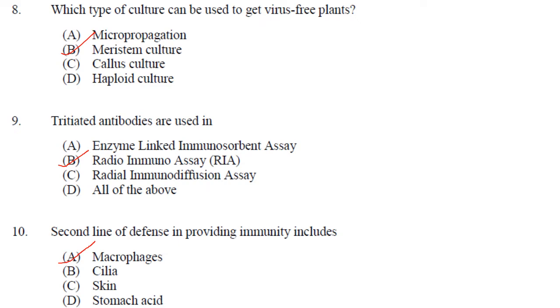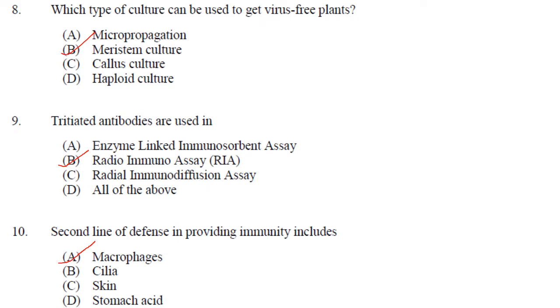So why is Meristem culture used for getting virus-free plants? Meristematic tissue is generally free of viruses because it is actively dividing cells, and this reduces the differentiation of vascular tissues. So that is why we use meristem culture to obtain virus-free plants.